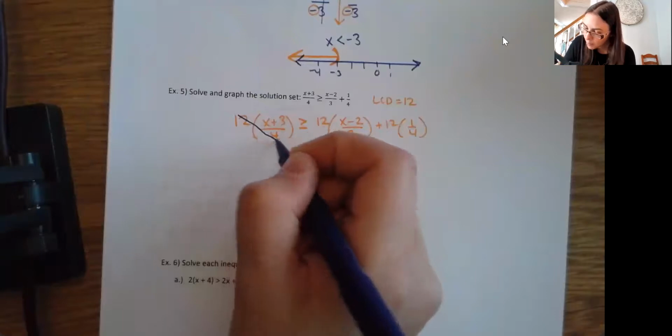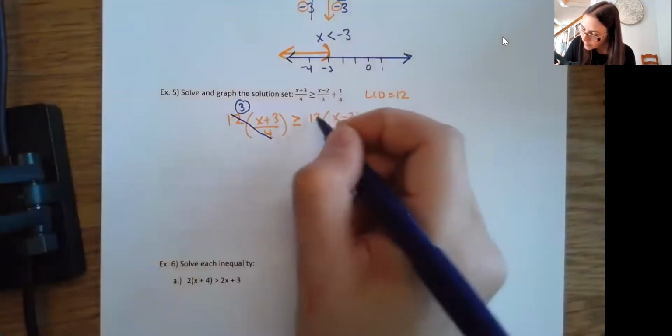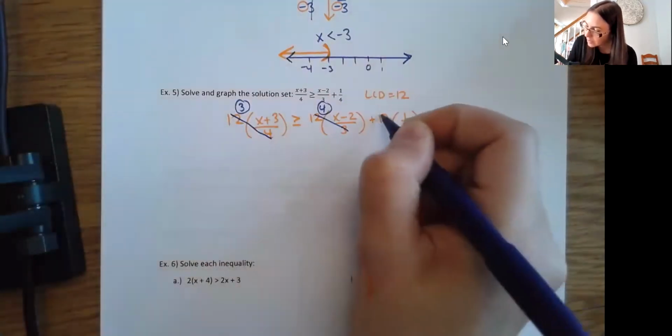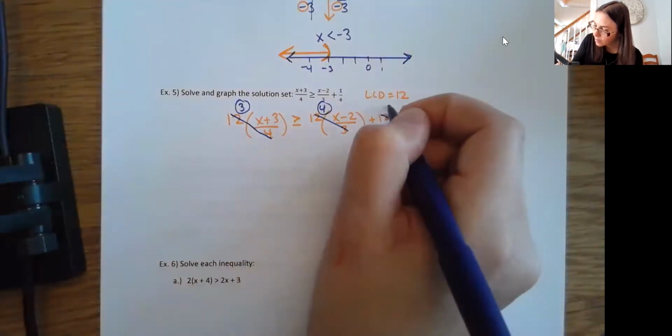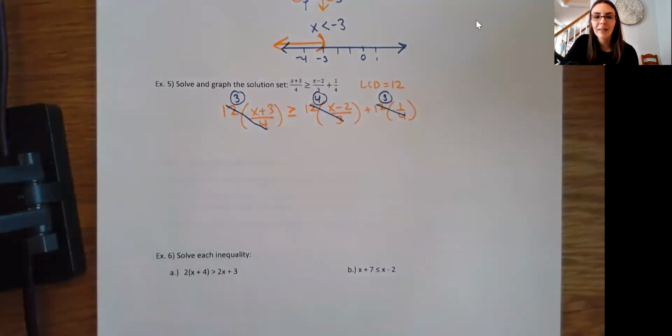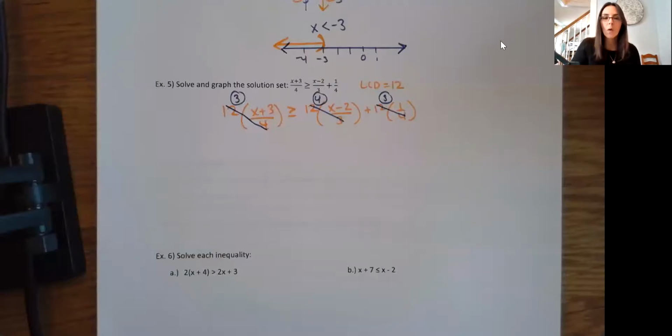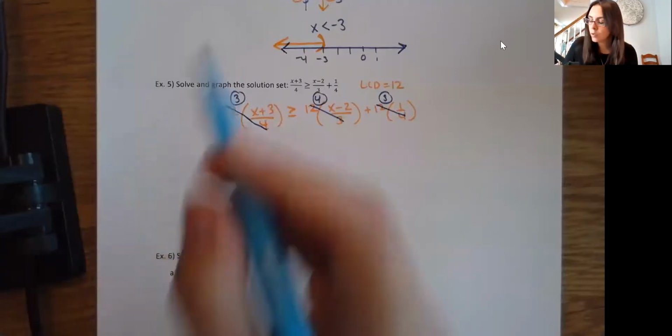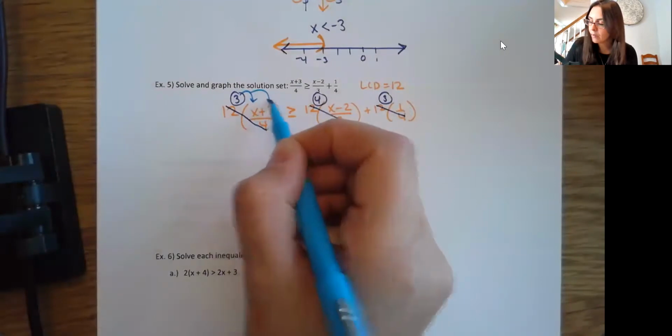Here, 12 divided by 4 is 3. 12 divided by 3 is 4. And 12 divided by 4 is 3. So now I'm going to multiply whatever is left over. Once you have your division, you're going to distribute or multiply through whatever is left.